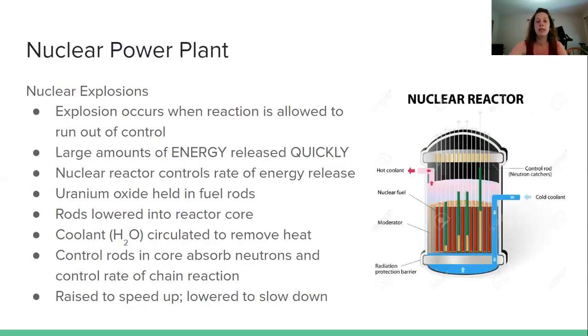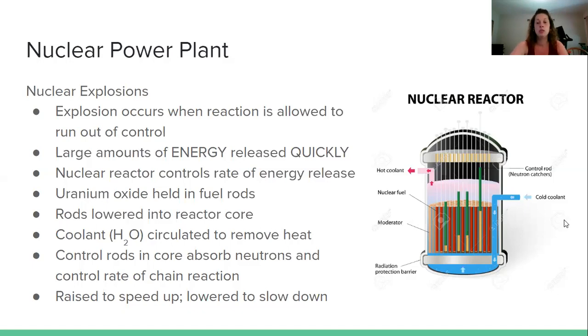A nuclear power plant can have nuclear explosions. An explosion occurs when the reaction is allowed to run out of control. This would be when large amounts of energy are released very quickly. Some of the things I said before, you've got the nuclear reactor, it can control the rate of energy release. The uranium oxide is in the fuel rods, and the rods are lowered into the reactor core.